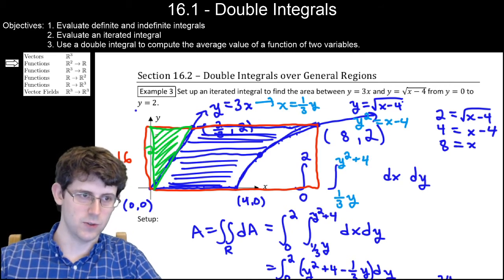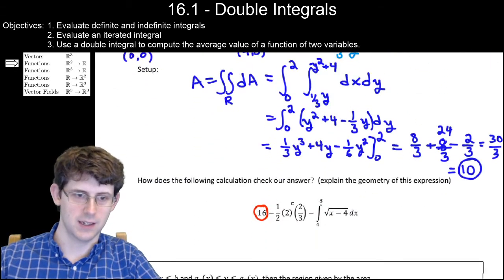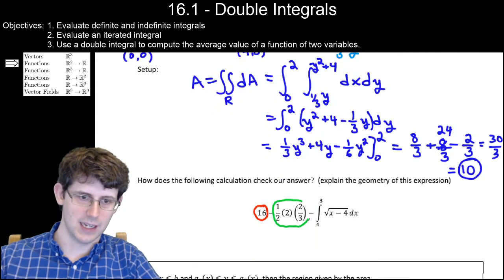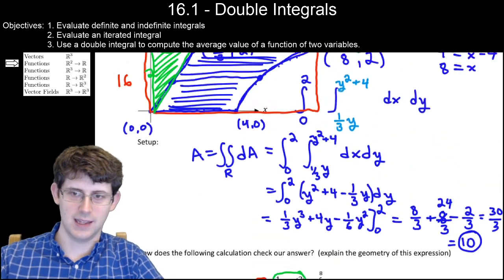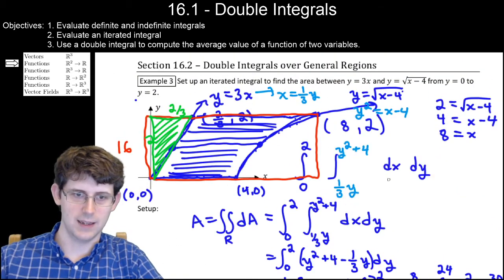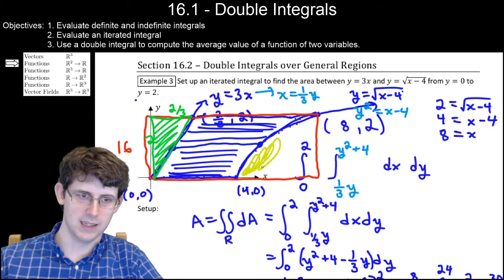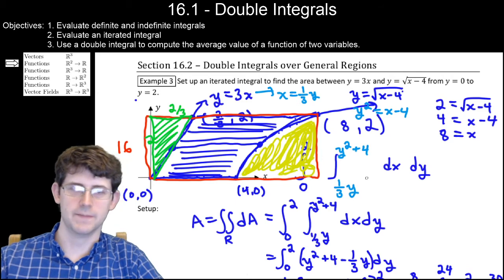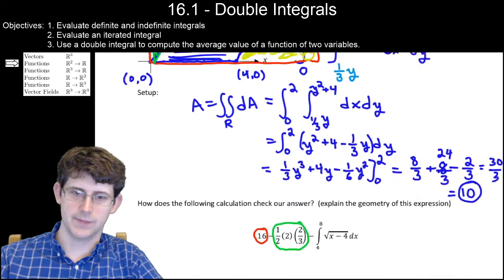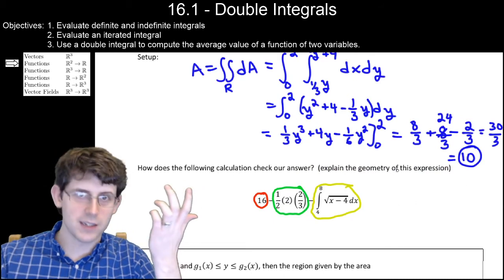Its height is 2 and its width is 2/3. So the area of this triangle is half times 2 times 2/3. That's this. So we start with 16, which is the big box, take away the triangle, and then the other region we need to take away is this region, and this region can be found by integrating square root of x minus 4. So that's this.